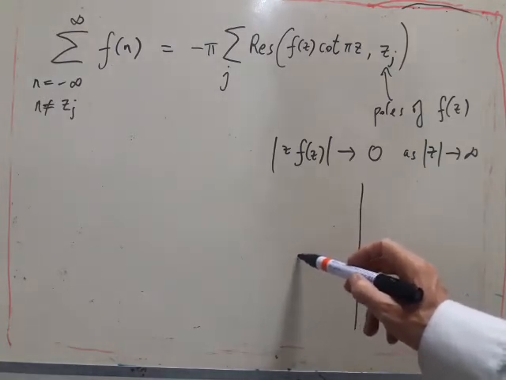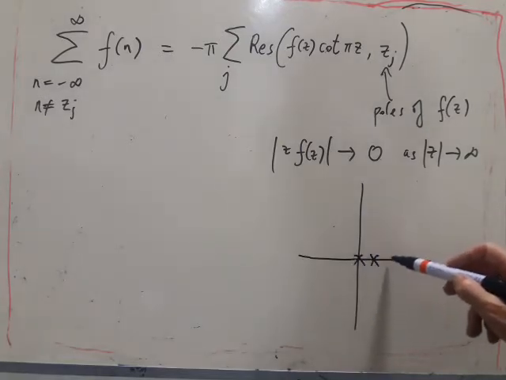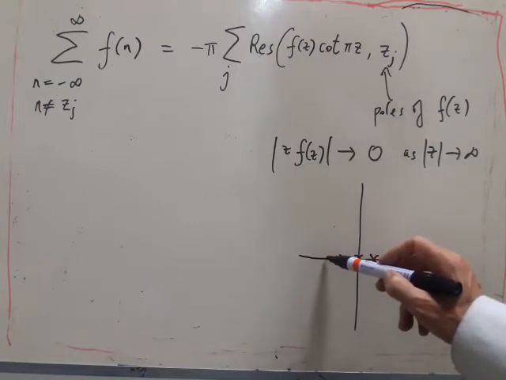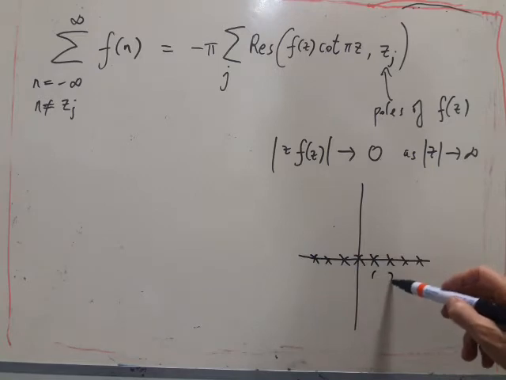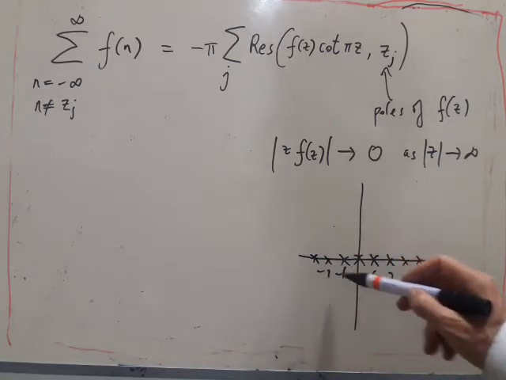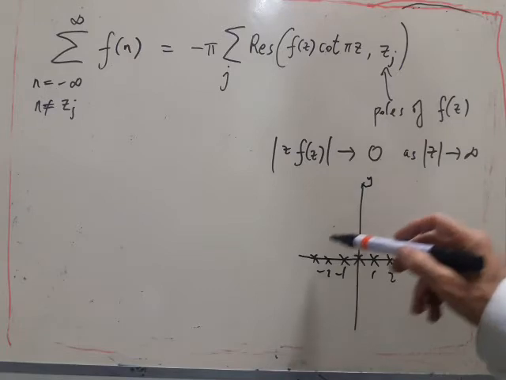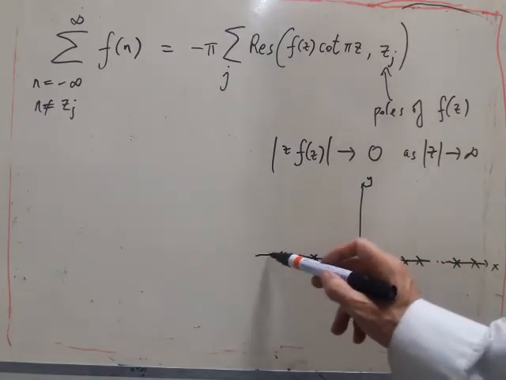It's an infinite contour. What I'm going to try and draw is all of the poles of cot pi z. So they're at 1, 2, minus 1, minus 2, and so on. And then this goes on forever. The important thing is, this is x, this is y, just along the x-axis.